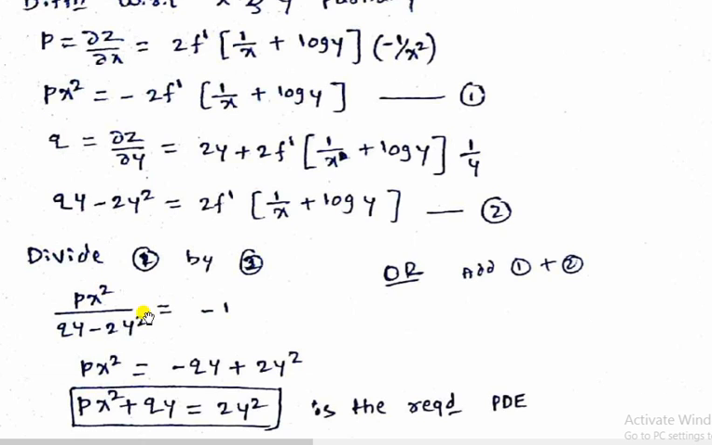So px square divided by qy minus 2y square equals 2f dash 1 by x plus log y over 2f dash 1 by x plus log y. These cancel out, so the remaining term is minus 1. Then multiply on both sides by qy minus 2y square. So it becomes minus qy, minus into minus plus 2y square, or px square plus qy equals 2y square. So this equation does not contain the f function, so it is free from the arbitrary function f here, which is the required PDE.